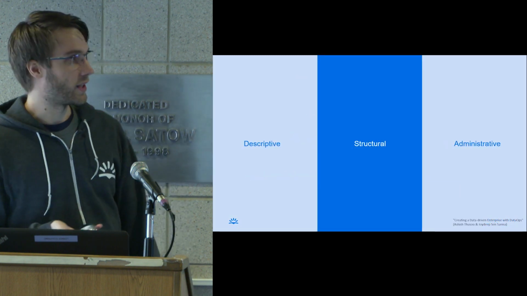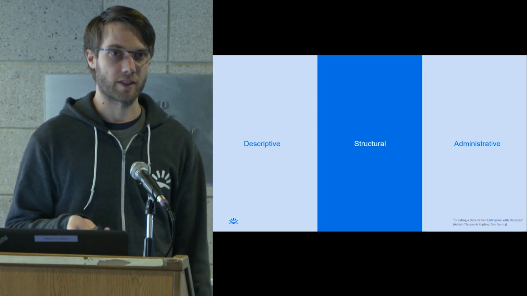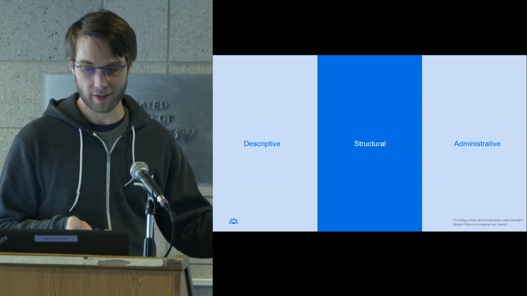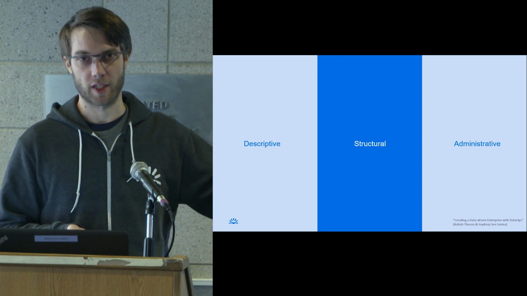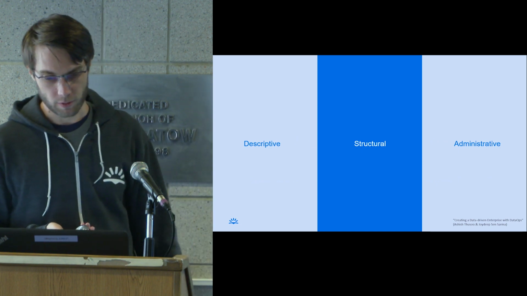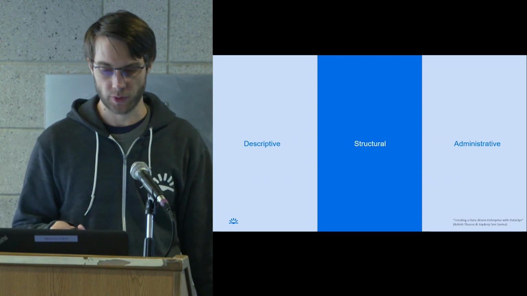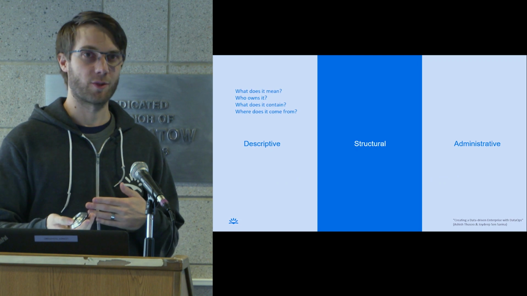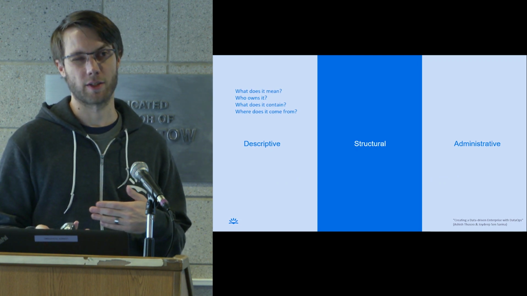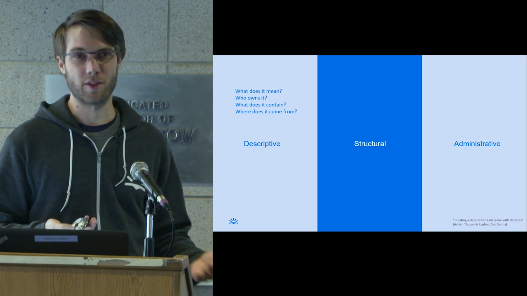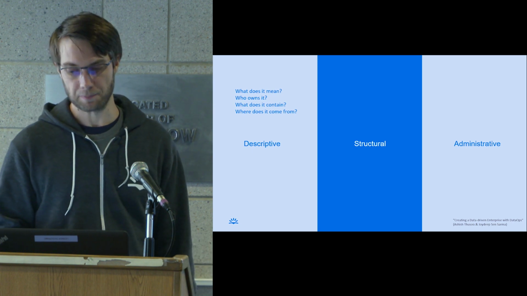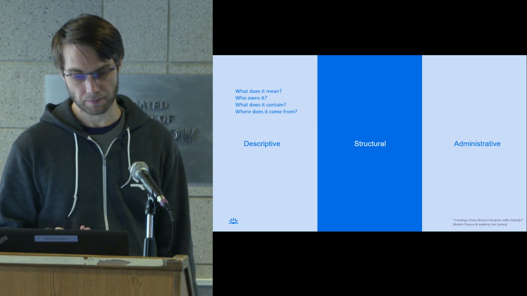So I'd like to distinguish between three types of metadata. I'd say there are maybe these three: descriptive, structural, and administrative. With descriptive metadata, we're trying to answer questions like: what does it mean? Who owns it? What does it contain? Where does it come from? That kind of question you're trying to answer with descriptive metadata.